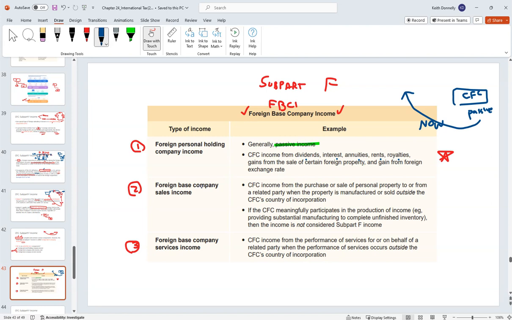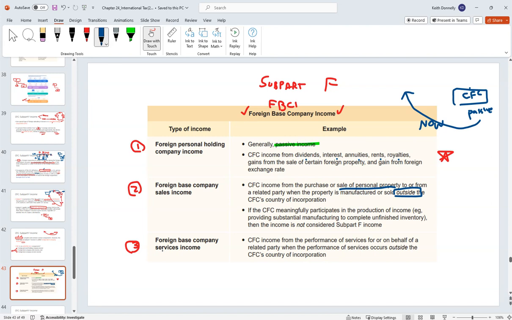The next one here is foreign-based company sales income. They all sound the same, but they're different here. Okay, so this is when the CFC has income from the purchase or sale of personal property, right? So the sale of personal property to or from a related party when the property is manufactured or sold outside of the CFC's country of incorporation.